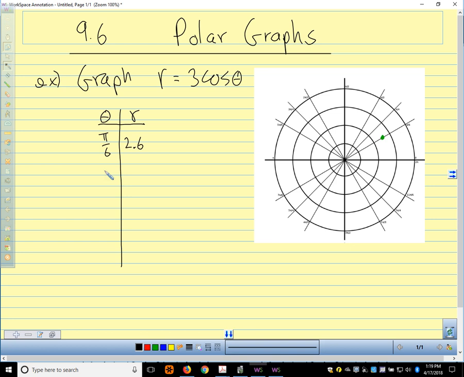And when I plug in pi over 4, I get, we'll plug it in, calculate, I get 2.1. So there's 2.1. When theta is pi over 3, I get 1.5. So there's pi over 3, 1.5, about there. And then when theta is pi over 2, r equals 0. So I get a point here. Now I'm going to keep going.